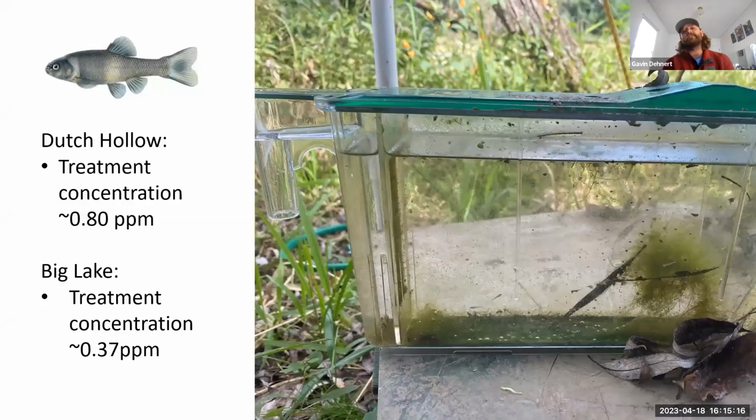So we decided to take this a step further, and we said, okay, what happens if we go to a lake that is undergoing an actual herbicide treatment, and we try to bring our lab experiments to those different herbicide applications? For 2,4-D, we were able to look at two different lakes, Dutch Hollow and Big Lake. And just to point out, the concentrations that they used in those lakes were 0.8 parts per million and 0.37 parts per million. So that's the same range where we're starting to see impacts.